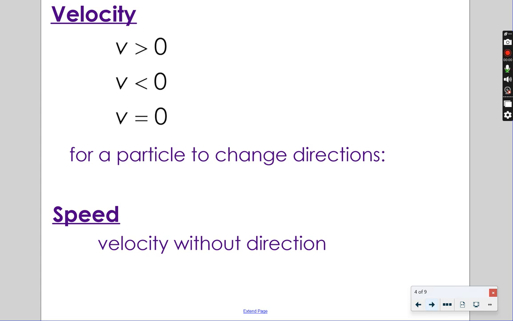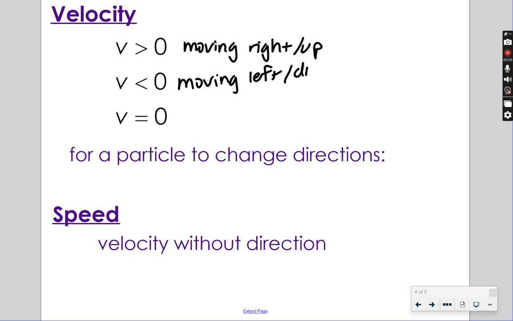All right, for velocity, when v is greater than 0, the particle is moving to the right or up. Again, it'll say in the problem what your options are. If v is less than 0, the particle is moving left or down. What do you think it means if v is equal to 0? It's not moving? Yeah, it's at rest. A lot of times you'll see this when it's changing directions too.